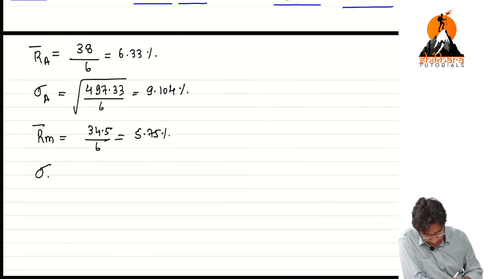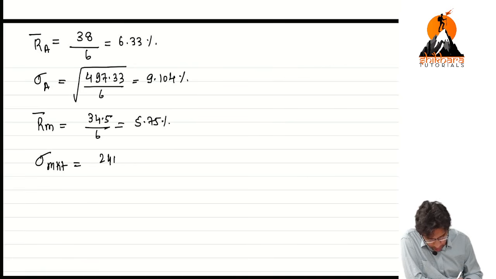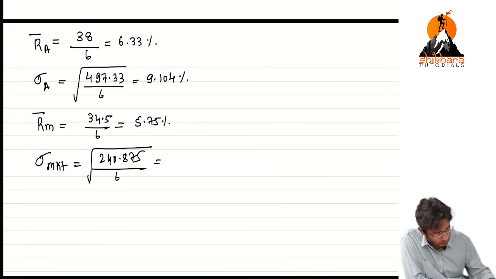Sigma market is 240.875 divided by 6 under square root, which is 6.34, or 6.336 is fine.